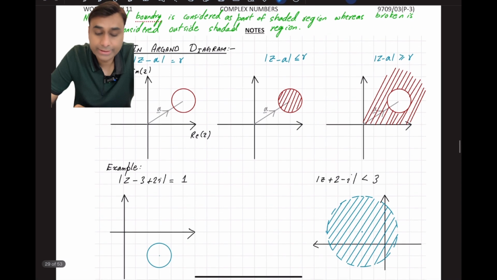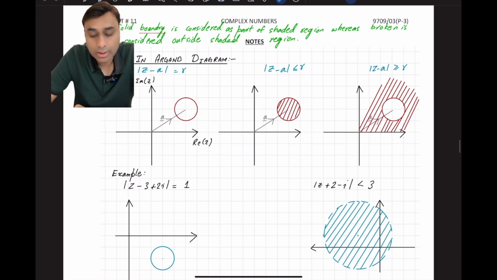While drawing these diagrams, you also must remember that a solid boundary is always considered part of the shaded region, and a dashed boundary is always considered part of the unshaded region. Like if I had to draw z minus a just less than r, so I had to exclude the boundary, and to exclude the boundary I would have to make it part of the unshaded region, and hence I will draw it as a dashed circle.